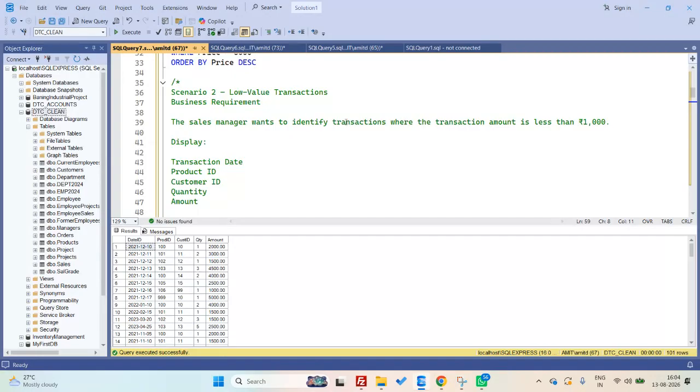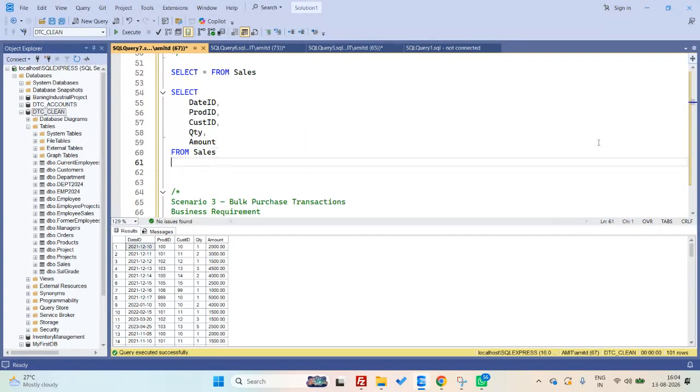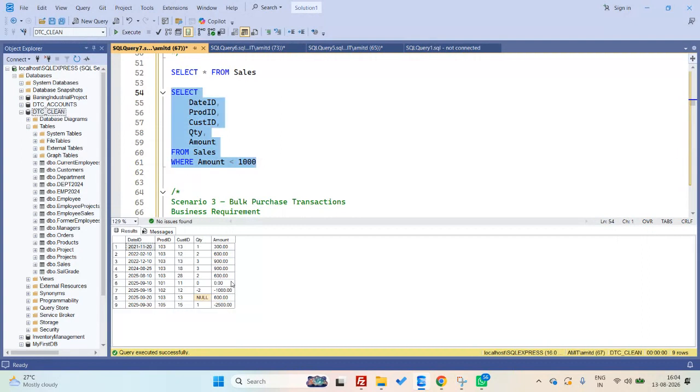Now identify transactions where the transaction amount is less than 1000. Use where clause to filter the records where amount is less than 1000, right? Now I have all the records less than 1000, but there are negative values as well, which we will solve later.